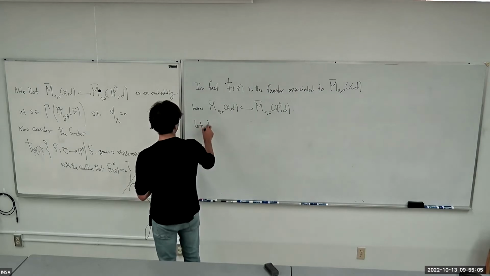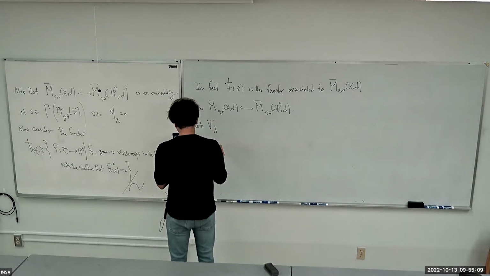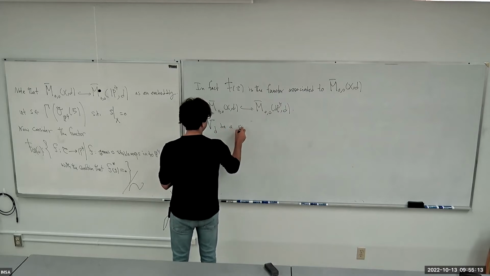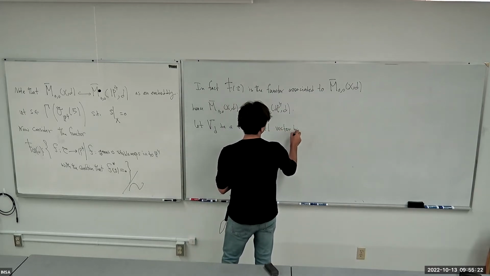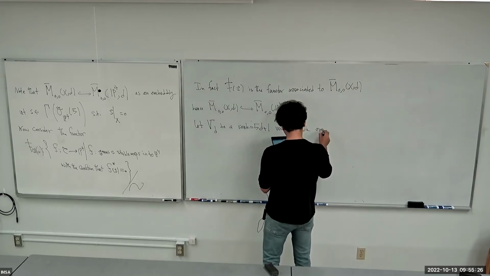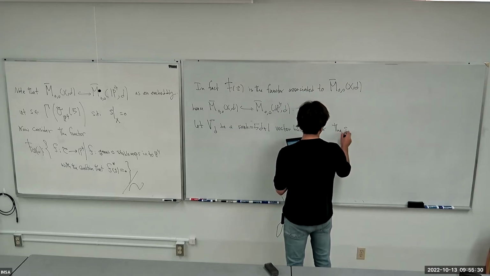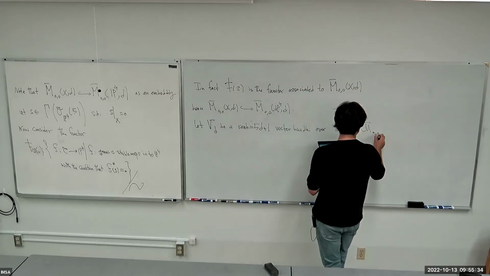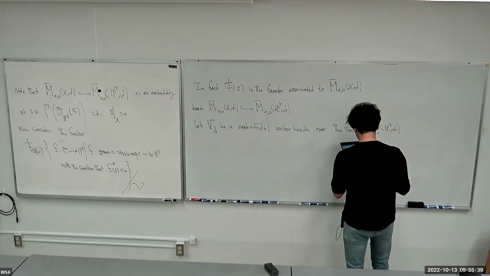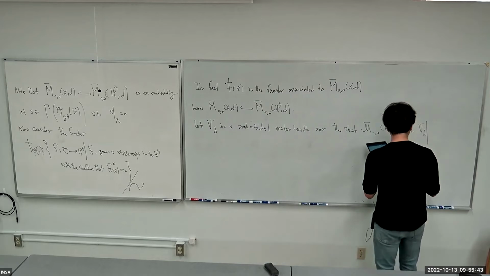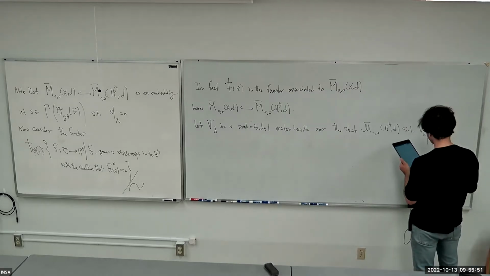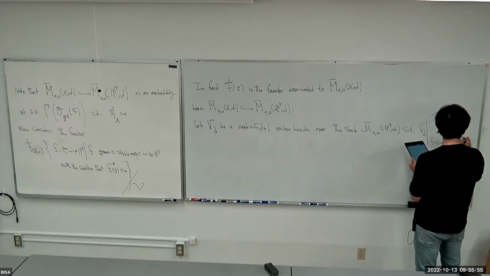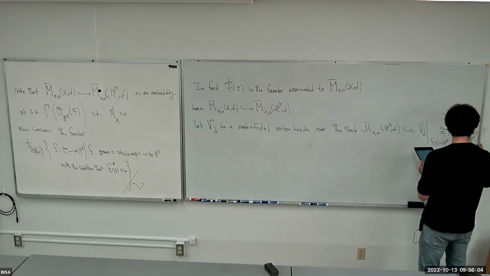Now let V of D be a rank equal to 5D plus 1 vector bundle over the stack M bar 0, P4, D such that V of D restricted to a map, the fiber of this bundle over this stack, is isomorphic to H0 of C and the pullback of O of P4 twisted by 5.